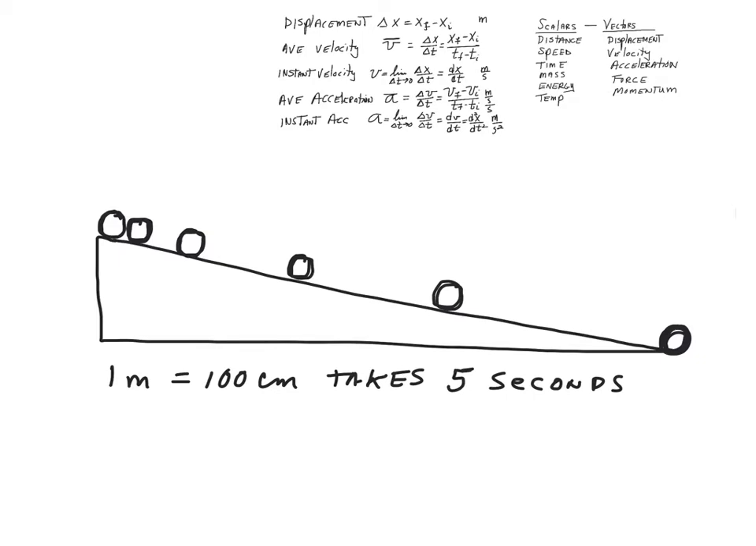And so what I would like you to do is to calculate the displacement, the average velocity, the instantaneous velocity at the end, and the average acceleration. So if you think you can do that, pause the video and do as much of that as you can. You can back up and listen to what I asked you to do. If you can't, I'll be back to show you how to do it.